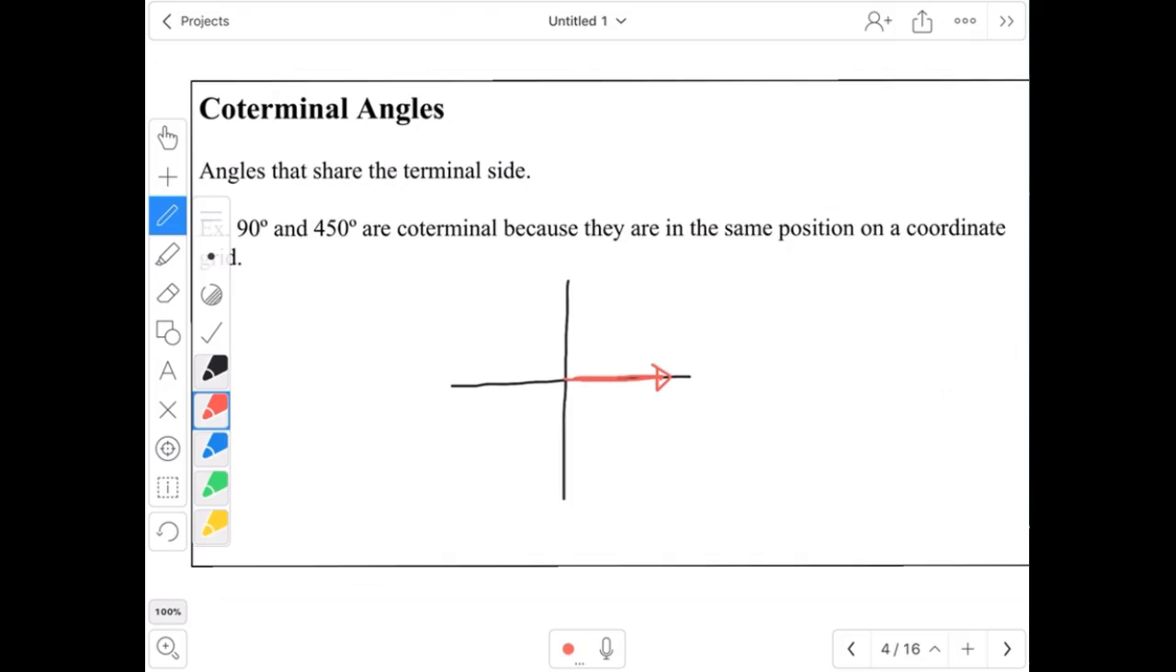Now, the example they give here, so I know that this is 90 degrees. It's a pretty good indication point because we're pretty familiar with that. Now, if I were to go around 360 degrees, and then end up at 90 degrees, you notice I'm at the same point. However, I'm at the same point, but those are considered different angles. So we have 90 degrees and we have 450 degrees. So those two angles, because they end up in the same position with that terminal side, would be considered coterminal angles.